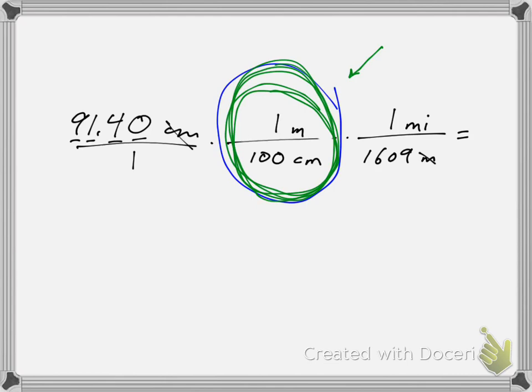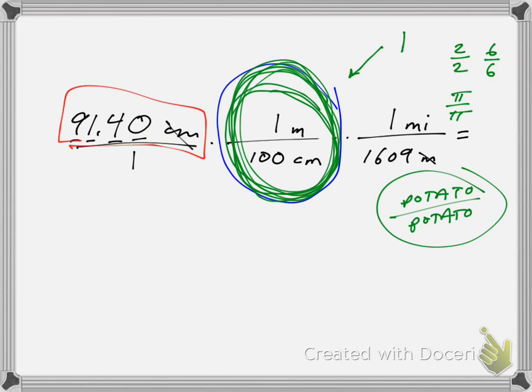It looks like it's the value of 1/100th, but in reality it's not. What's on top is 1 meter, and what's on bottom is 100 centimeters, and how do those compare? Well, think about this: what is 2 over 2, or 6 over 6, or pi over pi, or potato over potato? If what's on top is the same as what's on bottom, then that value is 1. So what's in the green circle is equivalent to 1, and that's why I can get away with multiplying my original measured number by this fraction without changing its value. I'm just changing its units.